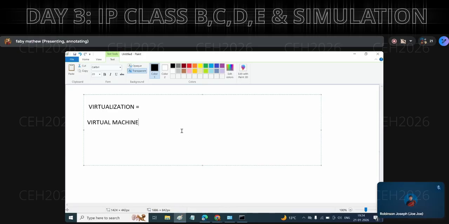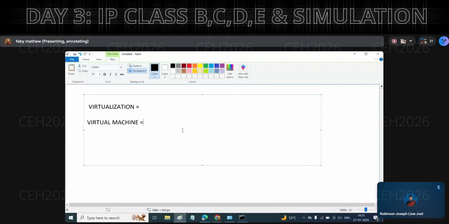And in hardware resources, what are the resources we can share? We can share the processor, the RAM, the hard disk, and also the USB drive. If there is a feature, we can also share the camera. Got it? Yes, sir. This is known as virtualization.